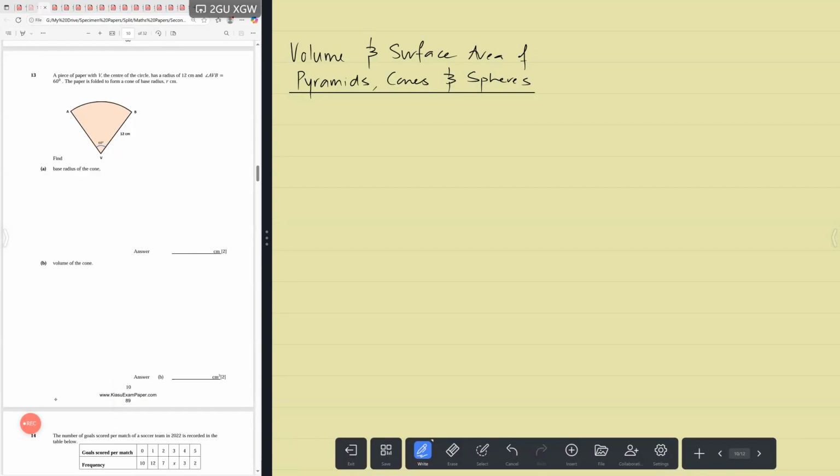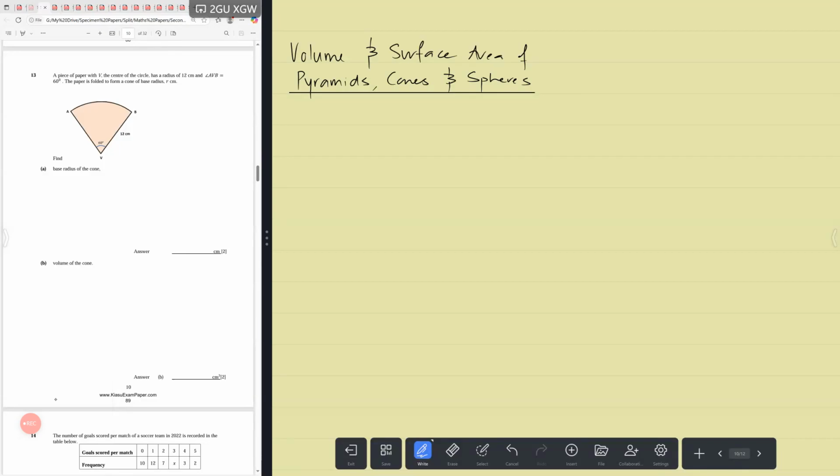So in this example, we have a piece of paper with V, the center of the circle, which has a radius of 12 cm, and angle AVB is 60 degrees. The paper is folded to form a cone of base radius R cm. So you've got two parts: find the base radius of the cone and find the volume of the cone.